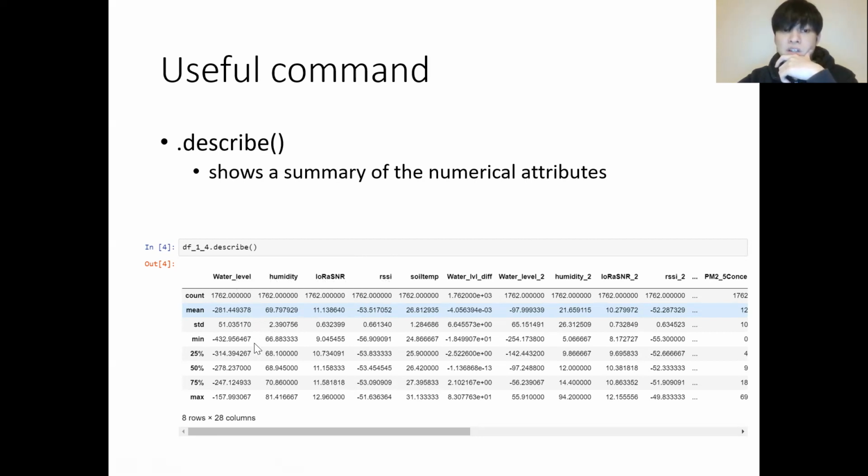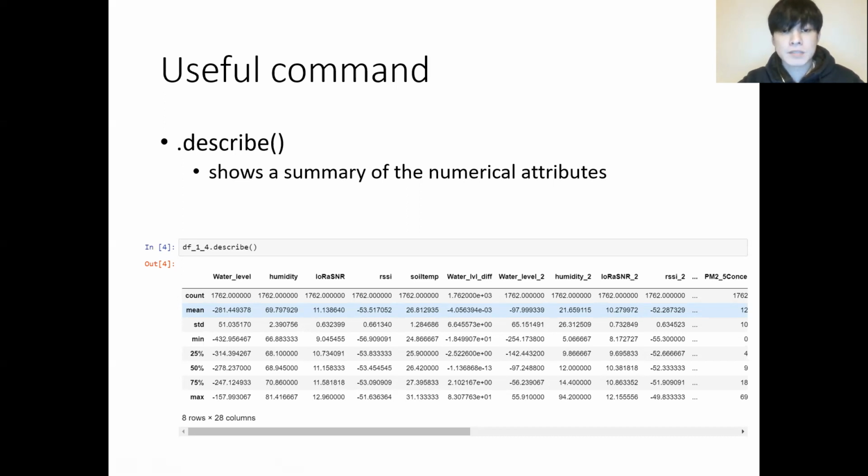So the range vary greatly. You can see the max is negative 157. For humidity, the max is 81%. So this variation or huge difference between the range is actually not good for model training. So in order to help the training process, actually have to do feature scaling.